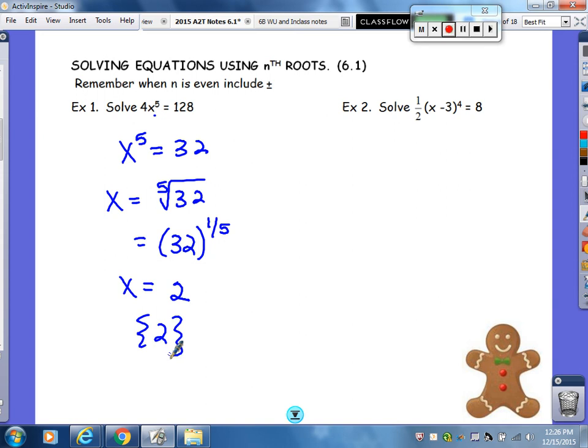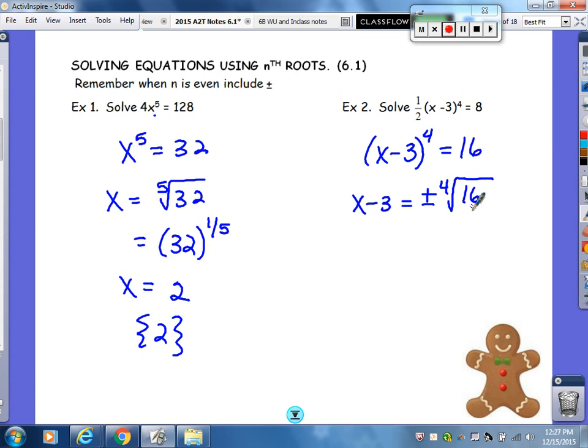All right, look at example number 2. We have to isolate first. So I'm going to multiply both sides by 2. That's going to give me 16. Now I need to take the 4th root of both sides. So x minus 3 is equal to, because it's a 4th root and 4 is even, I need plus or minus the 4th root of 16. Anytime you have an even root, you're going to need a plus or minus. You're going to have two answers that work.